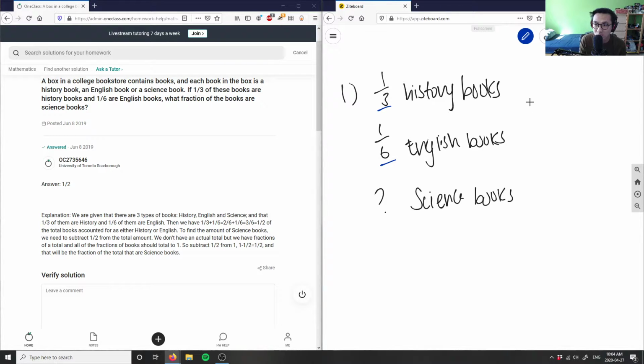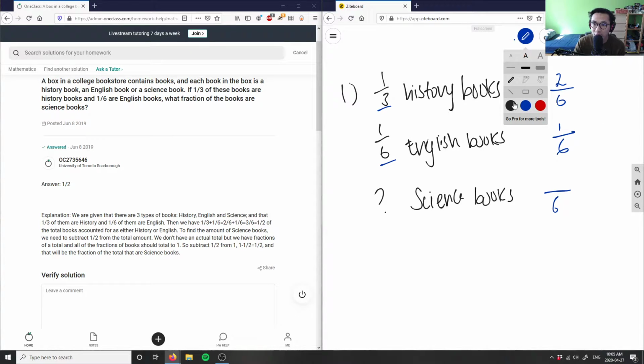So I would change 1/3 into something under 6. To do that, I have to multiply the top and the bottom by 2. So 1 times 2 is 2 out of 6. So 1/3 of the books are history books, and also 2/6 of them are history books. English is 1/6, and we have to figure out how many sixths are science books.